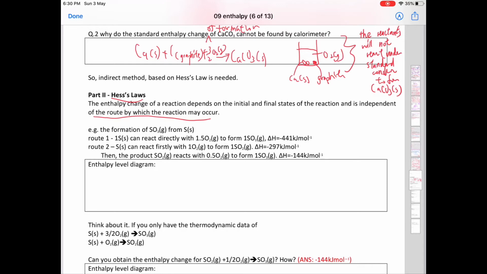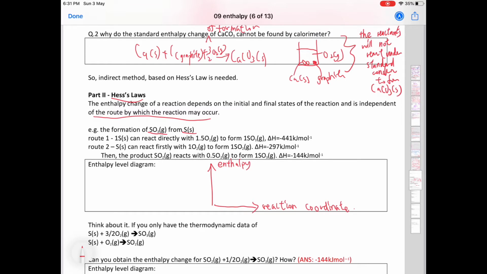Just think about the formation of SO3 from S. Then we draw the enthalpy level diagram first. For the y-axis, it is enthalpy, and then the x-axis is the reaction coordinate. And then study the reaction one by one.